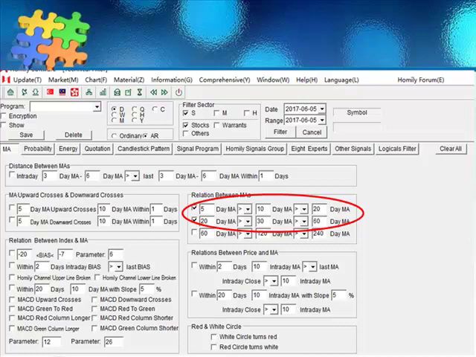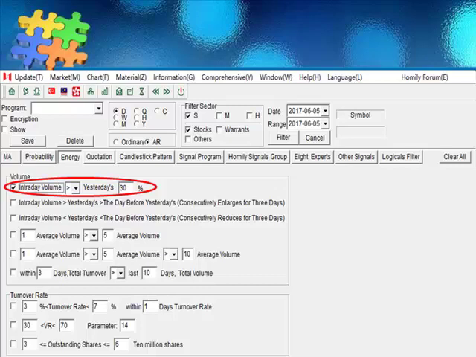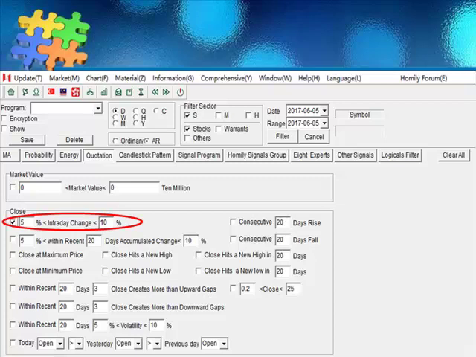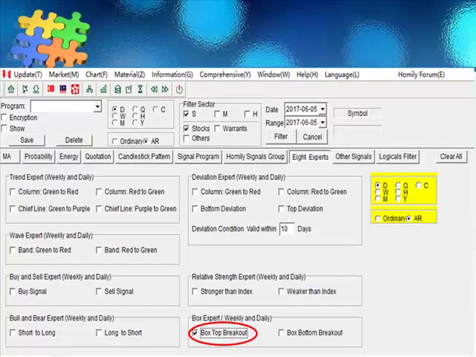The first filter method: the 5-day moving average more than the 10-day, more than the 20-day, the 20-day more than the 30-day, more than the 60-day. Next one, intraday volume more than yesterday's 30%. Then intraday change more than 5% and less than 10%, so the price is up. Then the wave expert, box top breakout. So this is the first method.